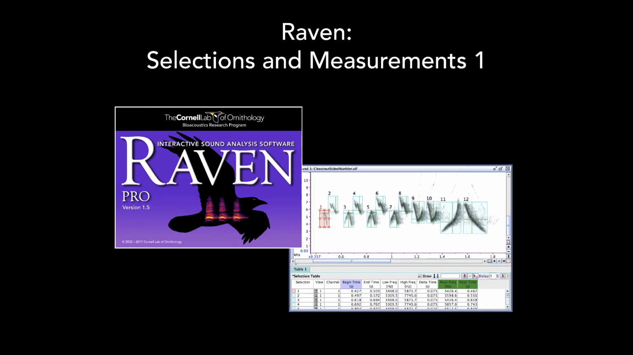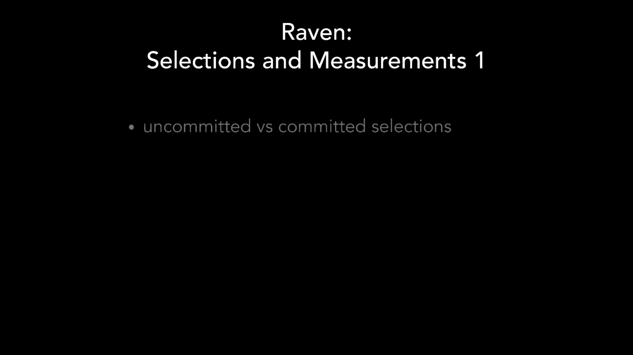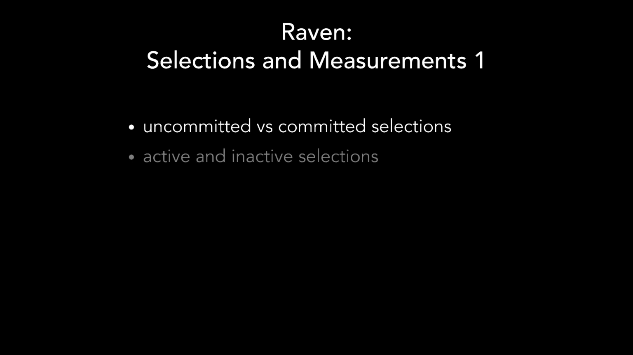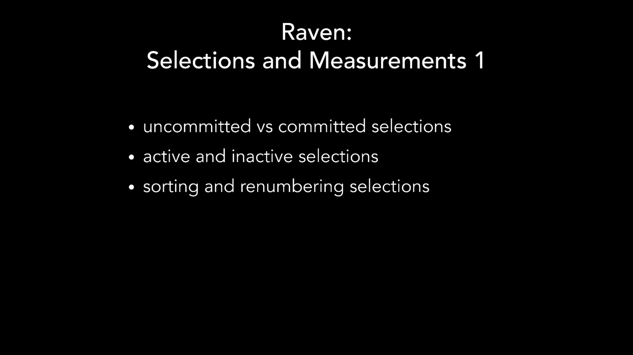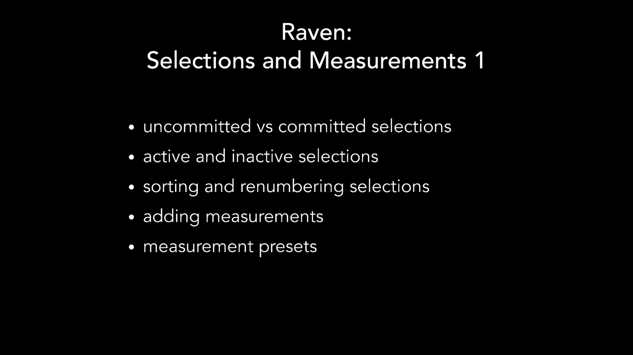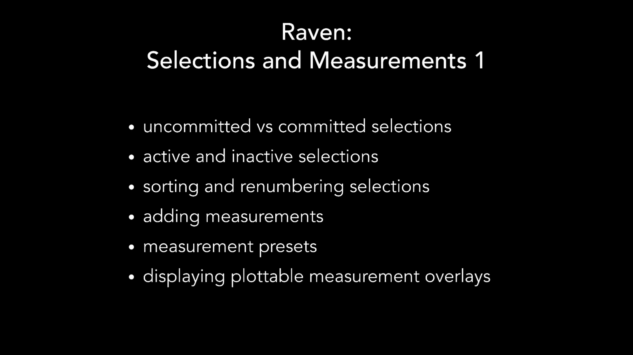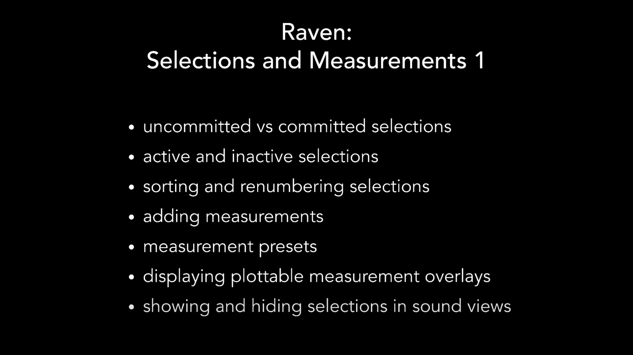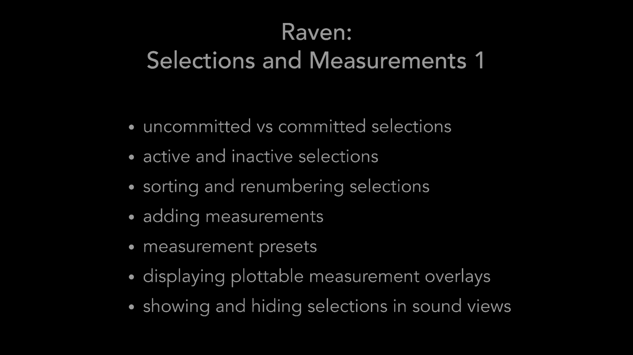This video tutorial introduces the use of Raven selection tables for making measurements on selections. We cover the concepts of uncommitted versus committed selections, active and inactive selections, sorting and renumbering selections, adding measurements, measurement presets, displaying plottable measurement overlays on sound views, and showing and hiding selections in the sound views. Saving, retrieving, and exporting selection tables are covered in a later video.